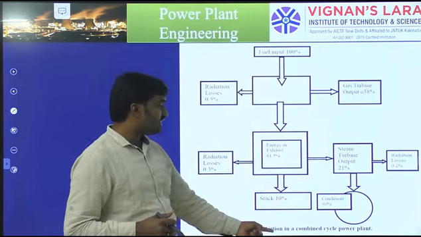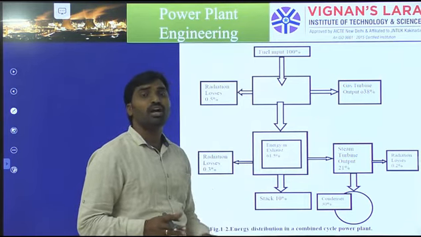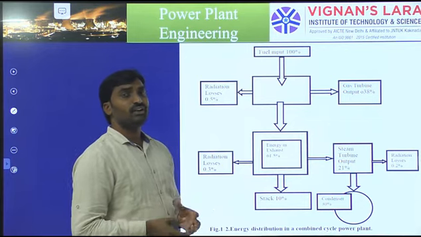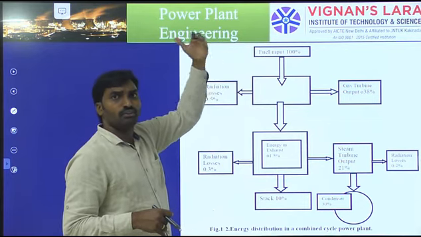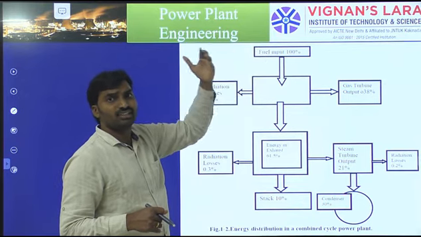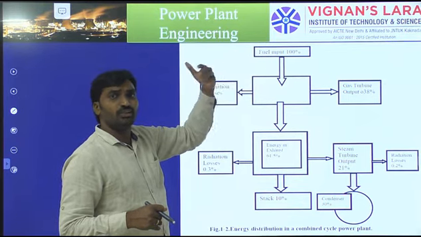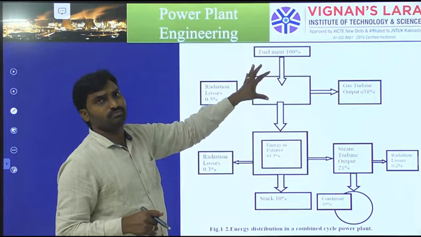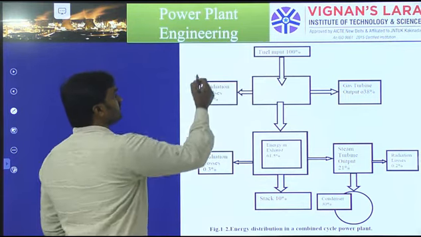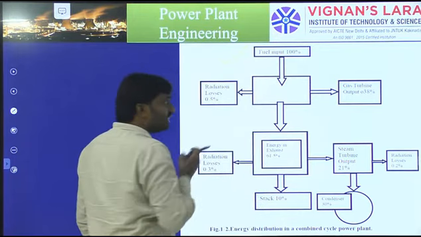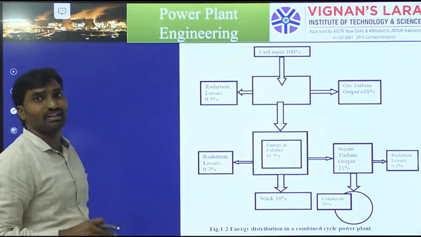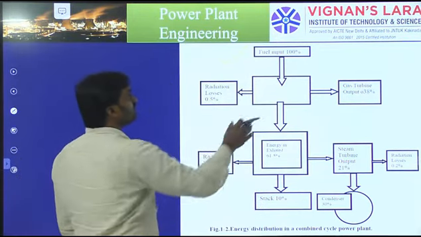See, the energy distribution in a combined power plant. How is the energy distributed? For example, if you give 100% fuel input, maybe coal, diesel, nuclear fuel, or any fuel we are using, the initial input is 100%. How efficiently we are using it, that is the matter. So this is the system here.